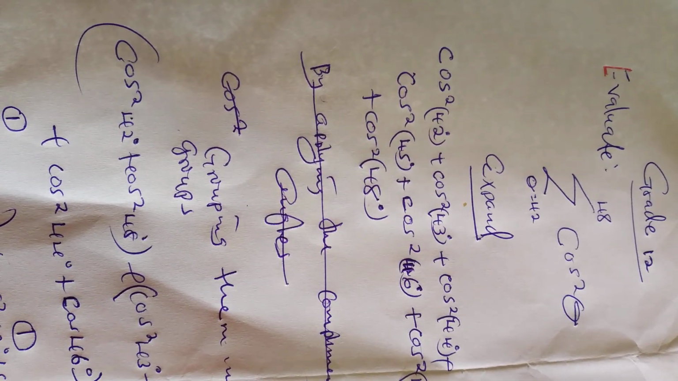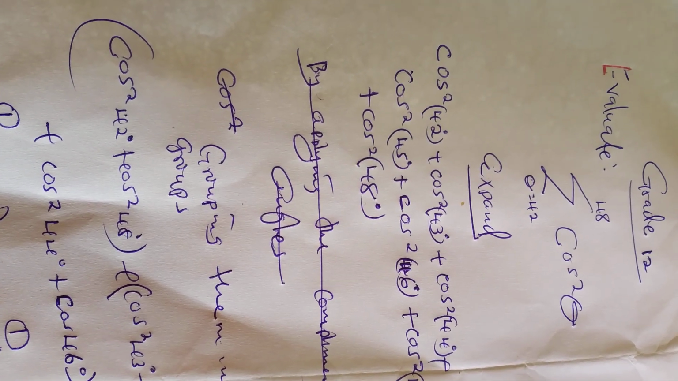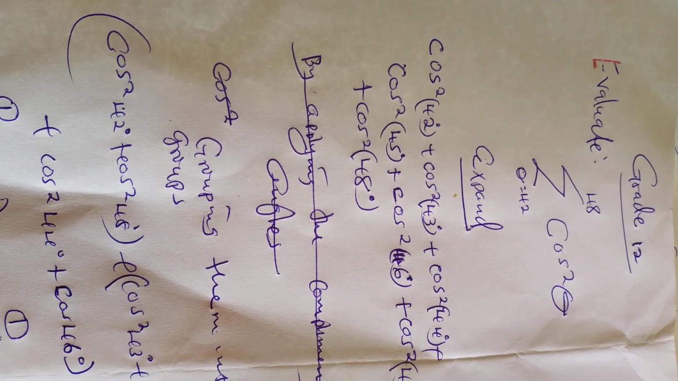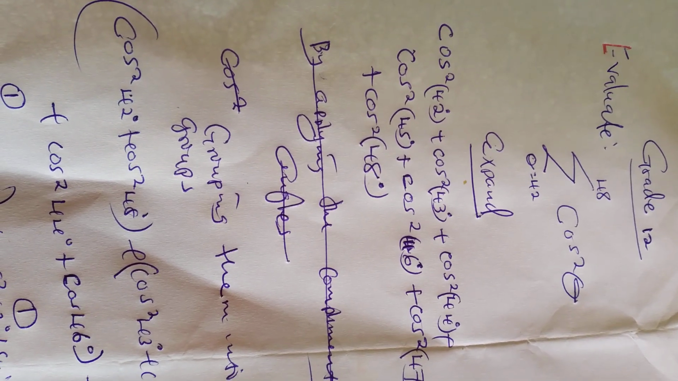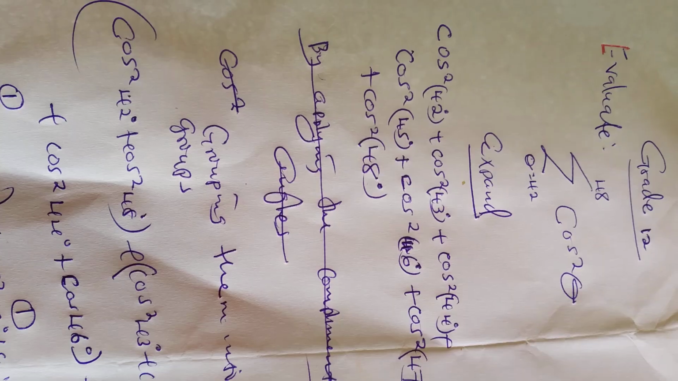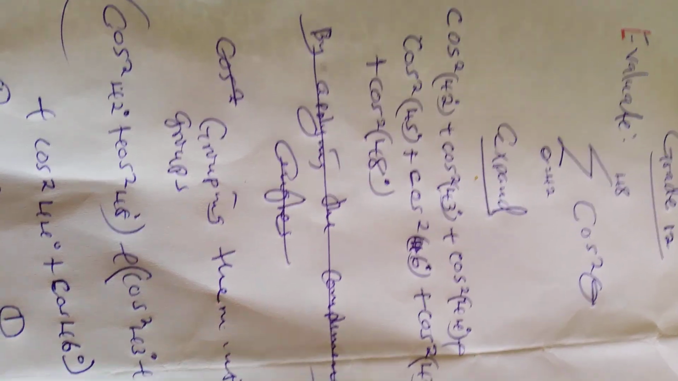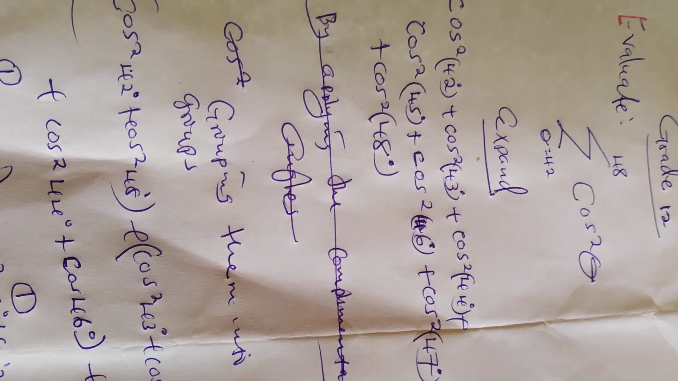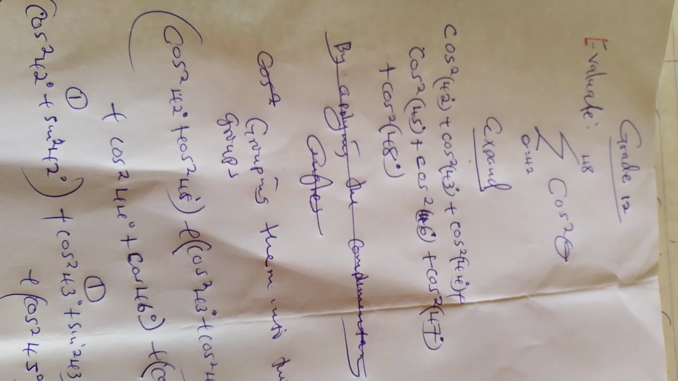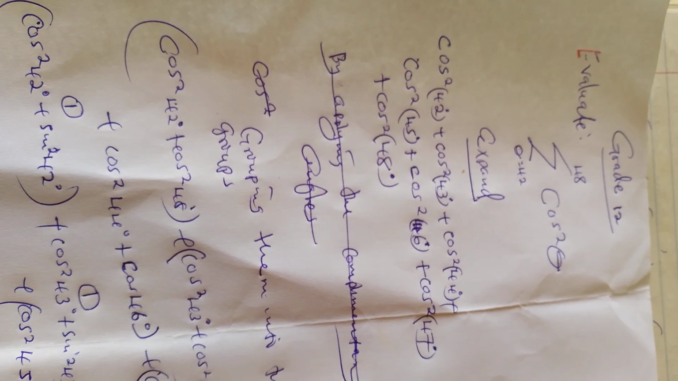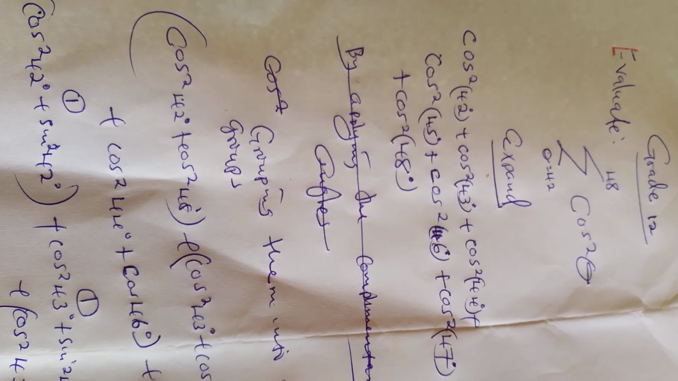Here's a question concerning grade 12. This is the kind of question a grade 12 learner is going to expect. Evaluate the summation of cos squared theta, from 42 to 48. In this case, we want to expand it to show how the learner can apply the expansion method to solve this kind of question.